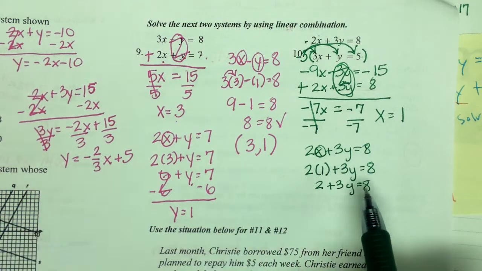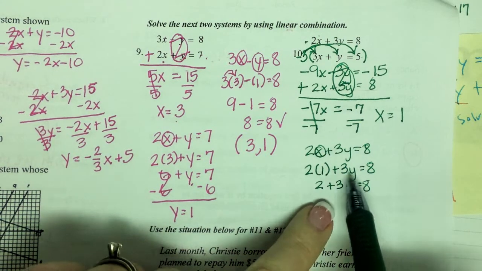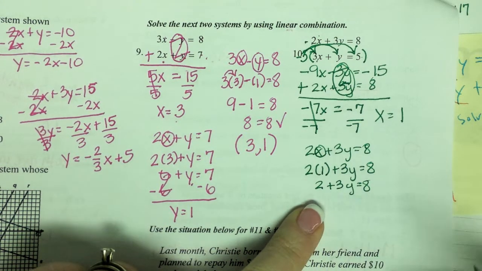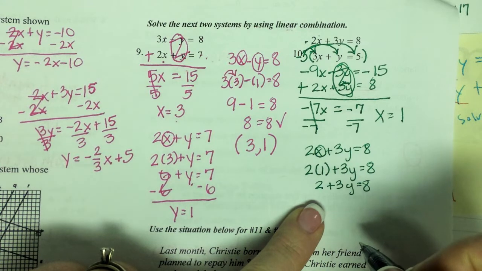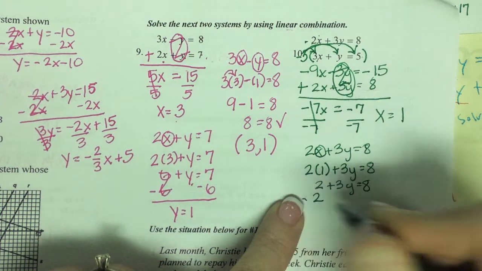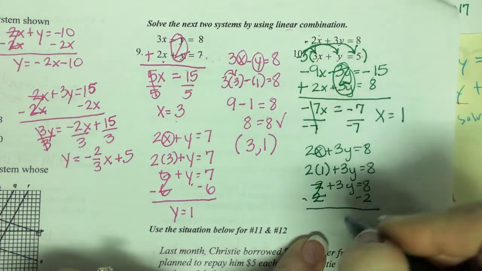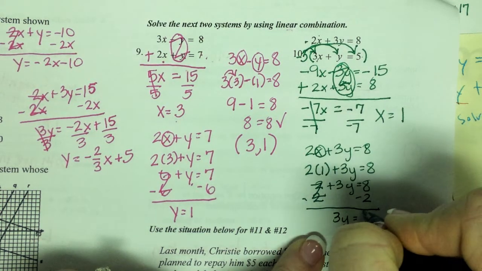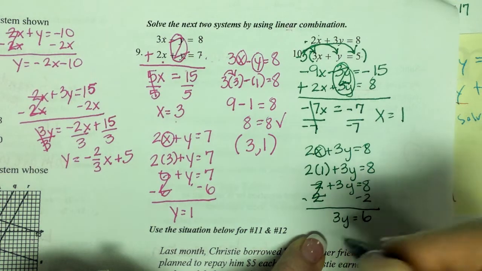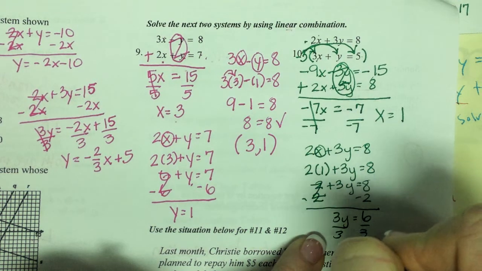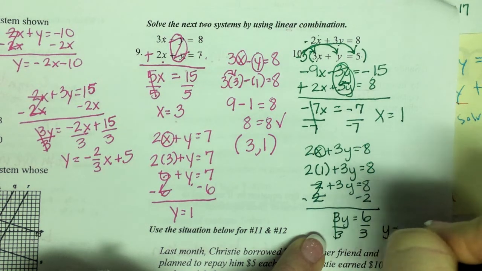So we now have just the 2 plus 3y equals 8. And now I need to isolate this 3y. So I do what? Subtract from both sides. Yeah, I'm going to subtract 2 on both sides. So this zeroes out, and I get 3y equals 6. I'm going to divide everything by 3, and then y equals 2.